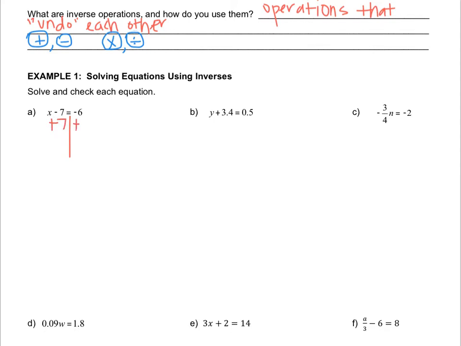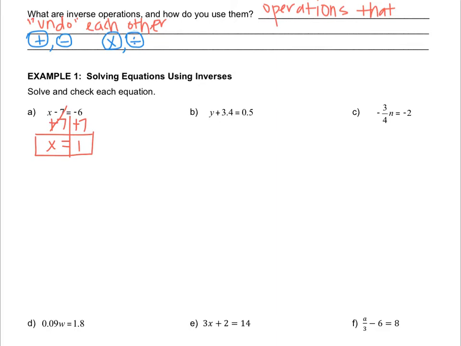A lot of teachers like to put a line down the equal sign just to kind of separate the two parts. It's really up to you whether you want to put the line down the equal sign, but you want to do it once to the left side of the equation and then again to the right. Now, positive 7 and negative 7 cancel each other out, so I'm left with just x. That was the point of adding 7, to get the variable alone. And negative 6 plus 7 is positive 1. So my answer would be x equals 1.